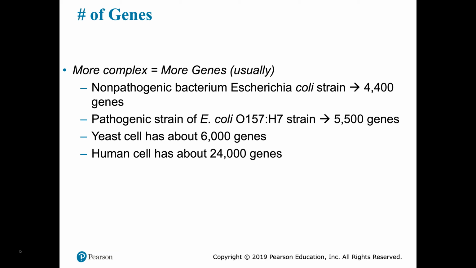Yeast cells. So yeast are unicellular. They are eukaryotic, which means true nucleus. Hopefully you remember that. They have about 6,000 genes. And then if you were to look at humans, we have between 20, they give 24,000 here. In reality, we have a range. We give between 20 and 25,000.